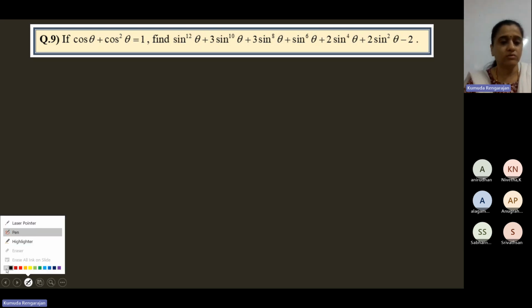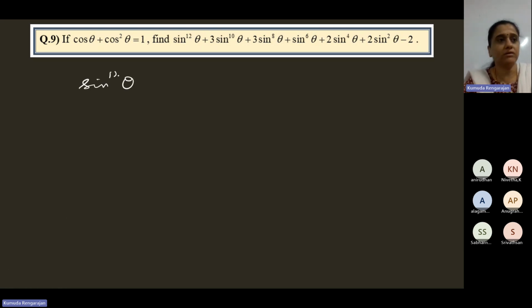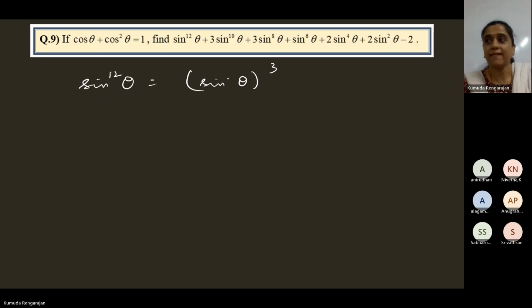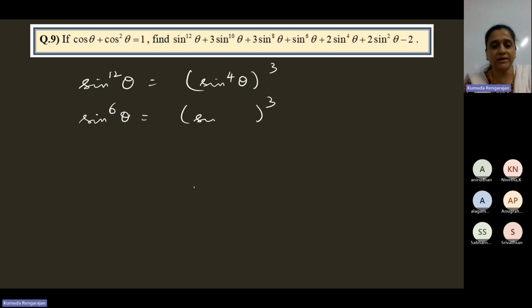So sine theta to the power 12, this is a cubed. That means it should be sine theta to the power what here? Sine theta to the power 12 is the a cubed term, so I put a 3 here. So what should it be here? 4. Similarly, sine theta to the power 6 is the b cubed term. So it should be what? Sine theta to the power 2 here. So this is a, this is b.